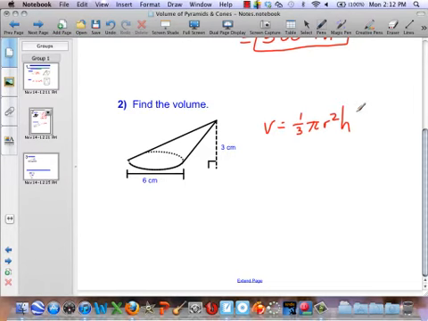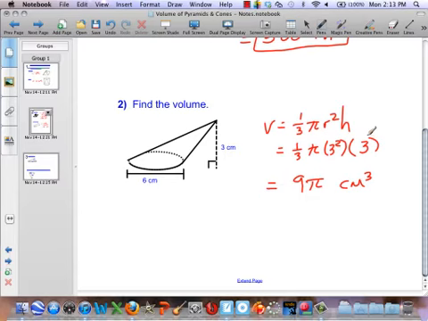What is the radius on our cone? It's 3. Okay, so the radius is 3, so 3 squared. What's the height of my cone? 3. So therefore, we're left with 9 pi cubic centimeters. Why? 3 times 3 is 9, and times 3 again is 27, and you're taking a third, so it's 3.